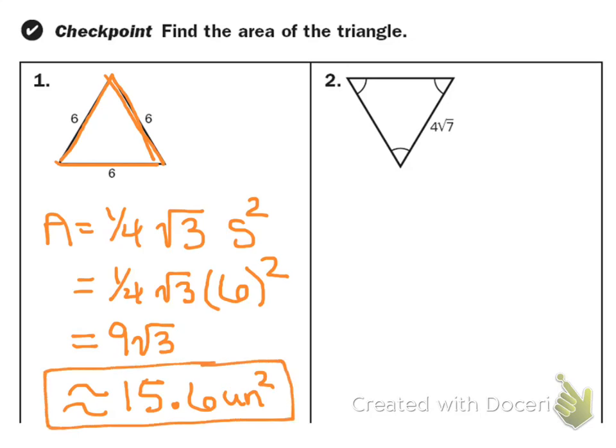Alright, pause the video, try to work the second one. Now realize in the second one we do have an equilateral triangle because we've got 3 congruent angles. If all 3 angles are congruent, we know that all 3 sides are congruent, so it is also an equilateral triangle. Pause the video, give it a try, and come back and check your answer.